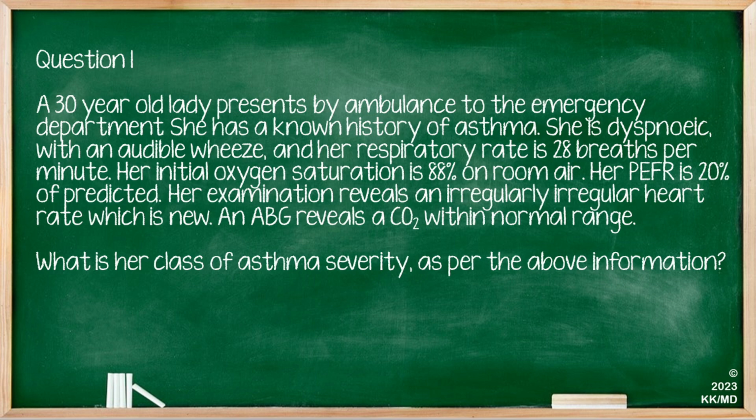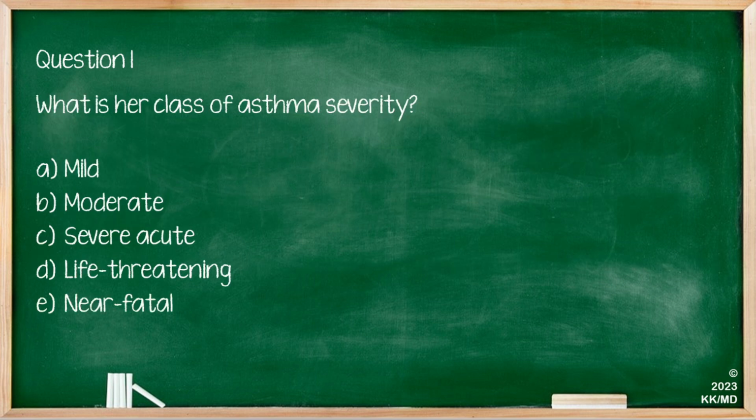Her examination reveals an irregular heart rate, which is new. An arterial blood gas reveals a CO2 within normal range. What is her class of asthma severity as per the above information? A. Mild, B. Moderate, C. Severe acute, D. Life-threatening, and E. Near fatal.